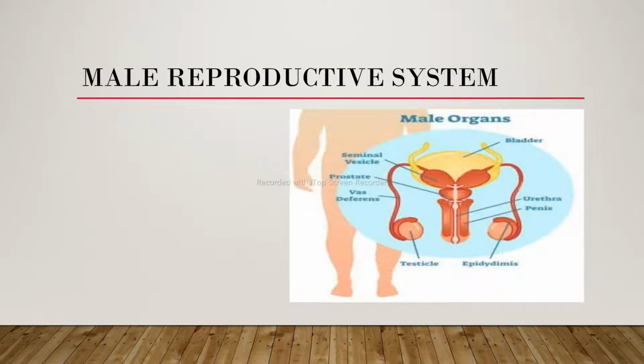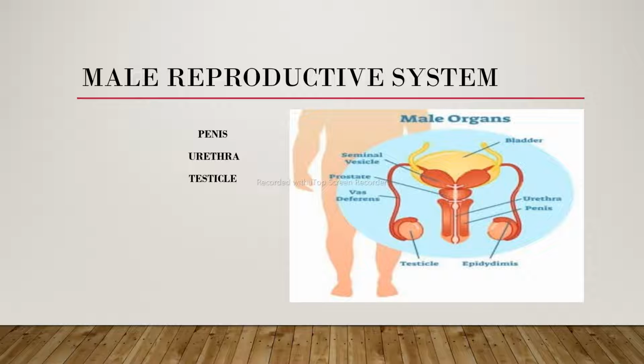Next, the male reproductive system comprises, first, the penis. Penis is the male reproductive organ. Next is the urethra. Urethra is a tube that carries urine from the bladder to the outside of the body. So it is the tube.